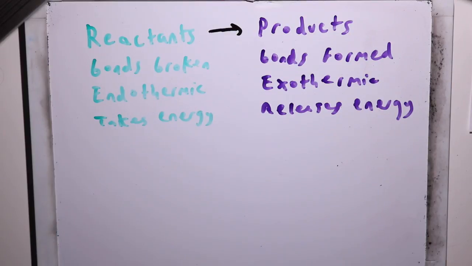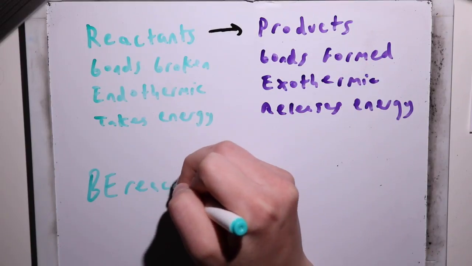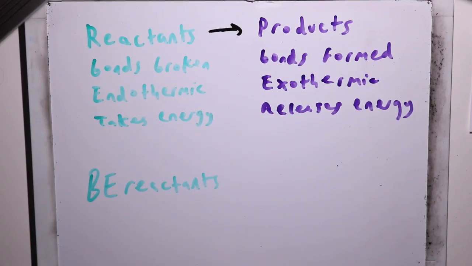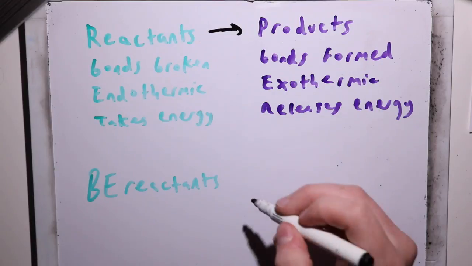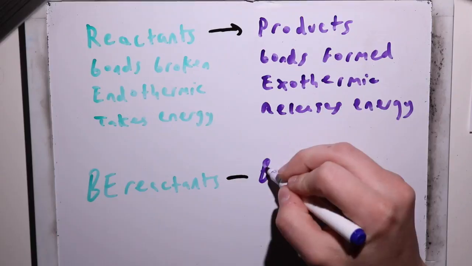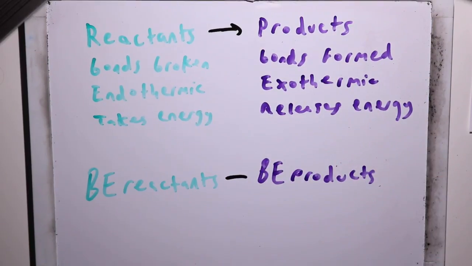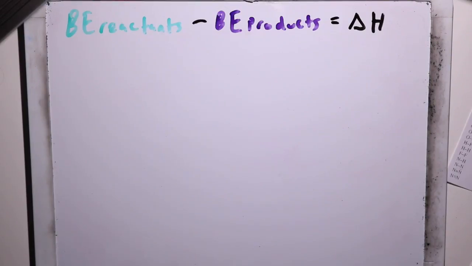And in order to do this, we take however much energy is absorbed, so that's the bond energy of the reactants, and subtract however much energy is released. So that is the bond energy of the products. So we know that the bond energy of reactants minus the bond energy of products is enthalpy, or delta H. So now let's do an example.